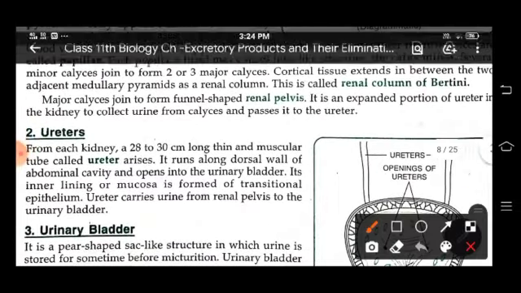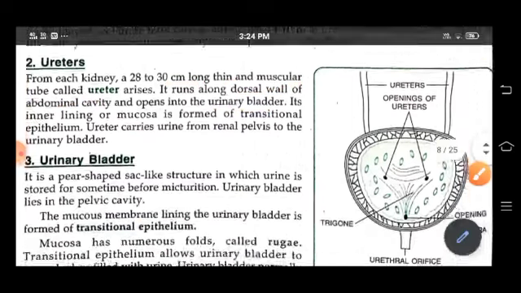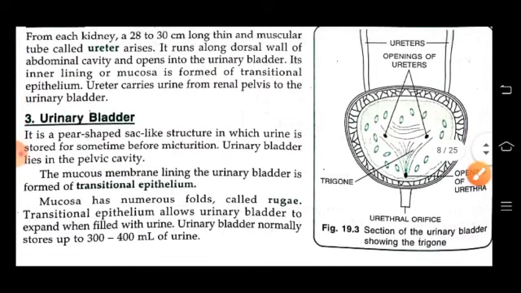Next are the ureters. Now these ureters are about 20 to 30 centimeter long, thin and muscular tubes which arise from the kidney. They run along the dorsal wall of the abdominal cavity and open into the urinary bladder. The ureters carry urine from the renal pelvis to the urinary bladder.